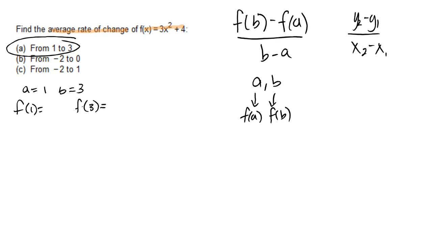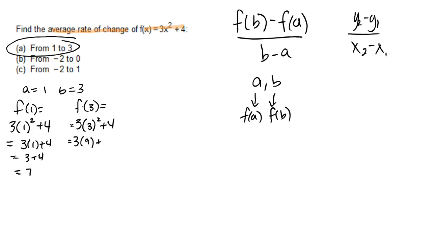So f of 1 would be 3 times 1 squared plus 4. That's 3 times 1 plus 4, which is 3 plus 4, and that's 7. f of 3 would be 3 times 3 squared plus 4.